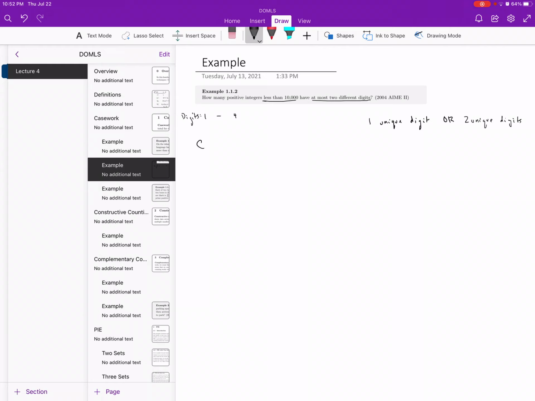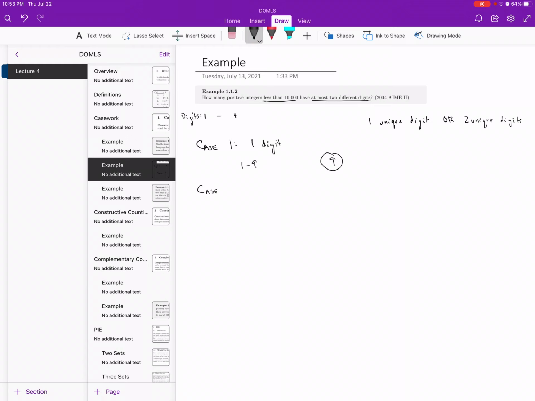So I'm going to start with case 1. 1 digit. Well, in this case, we have 1-digit numbers. So how many positive? Well, all of them are going to have 1 unique digit. So again, we're going to be able to do 1 through 9. There's 9 possible ways for this case.